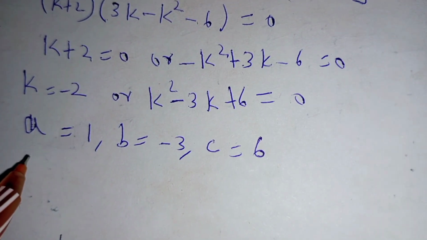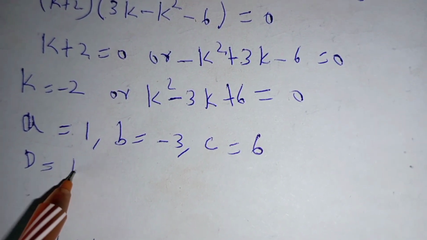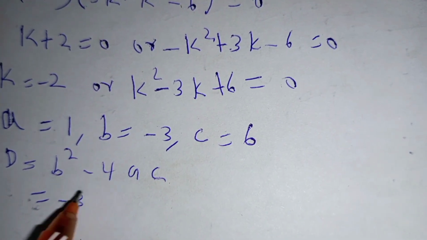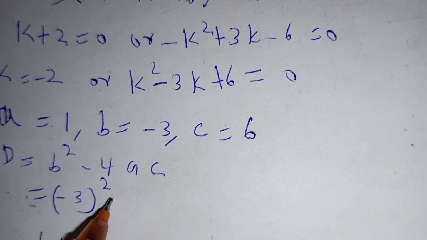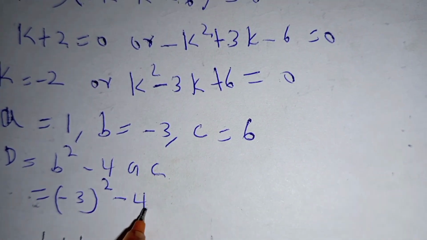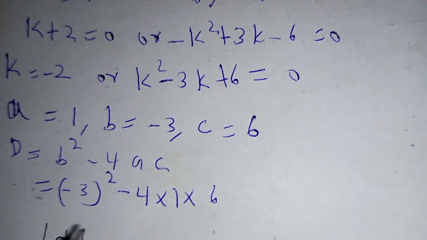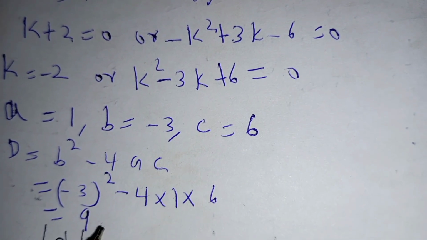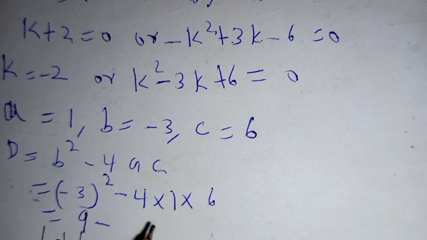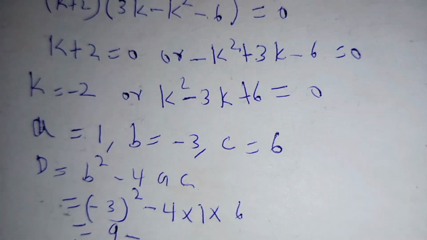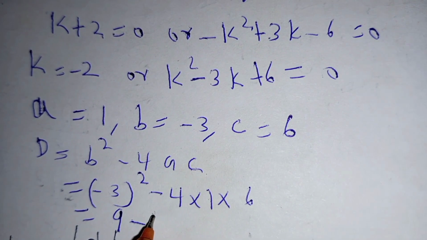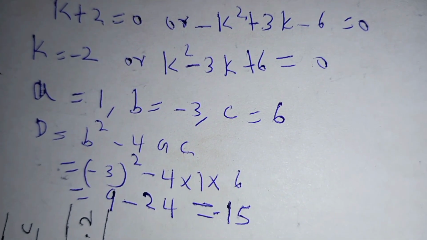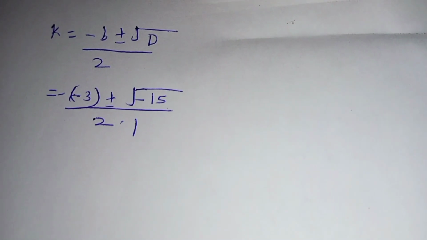So the discriminant d is given by b squared minus 4ac. Our b is negative 3 squared minus 4 multiplied by 1 multiplied by 6. So here we shall have 9. Negative 3 squared is 9, minus 4 times 1 is 4, times 6 is 24, which gives negative 15.